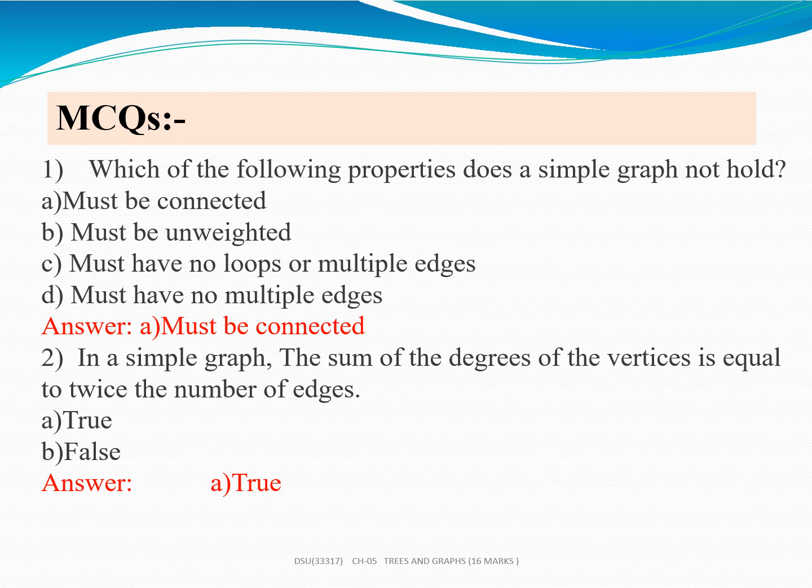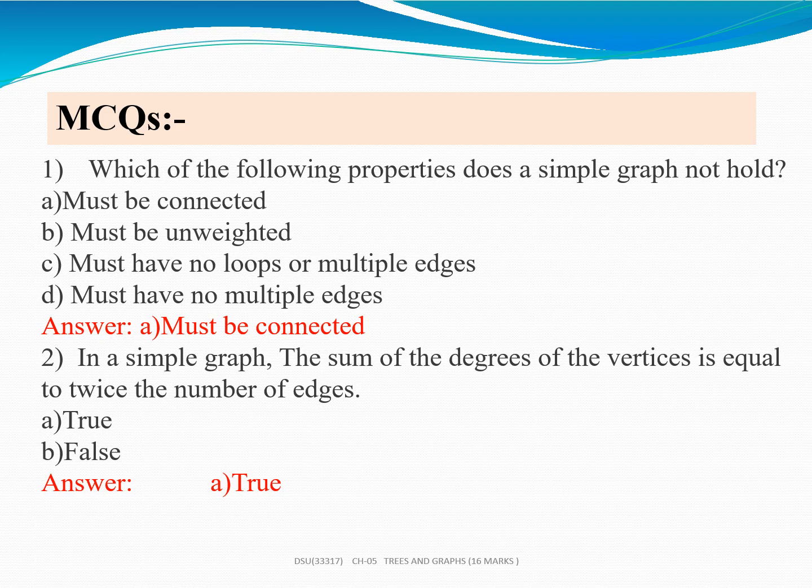Now we will see some MCQs. First MCQ: which of the following properties does a simple graph not hold? Must be connected, must be unweighted, must have no loops or multiple edges, must have no multiple edges. A simple graph must have no multiple edges, but it need not be connected. This is the property a simple graph does not hold.